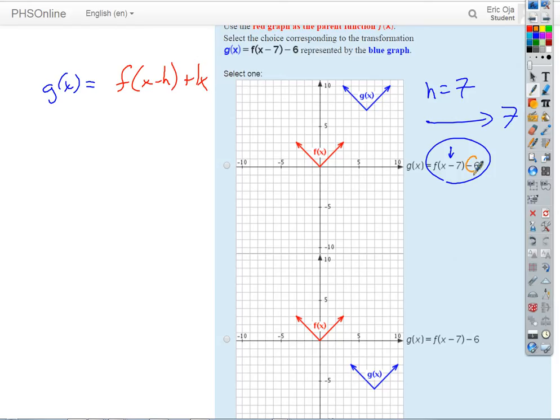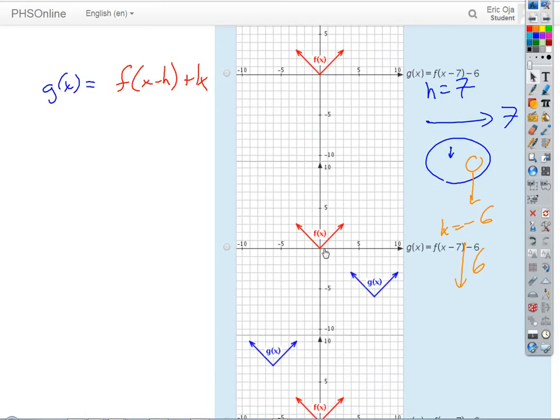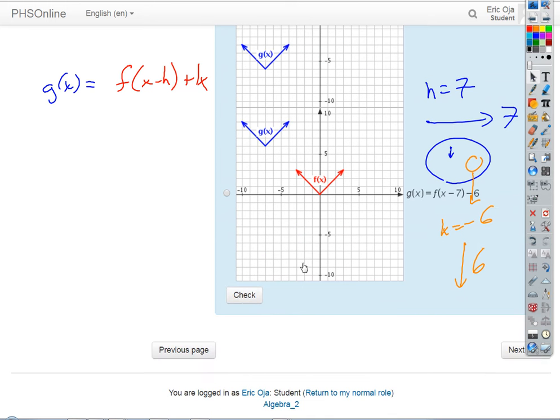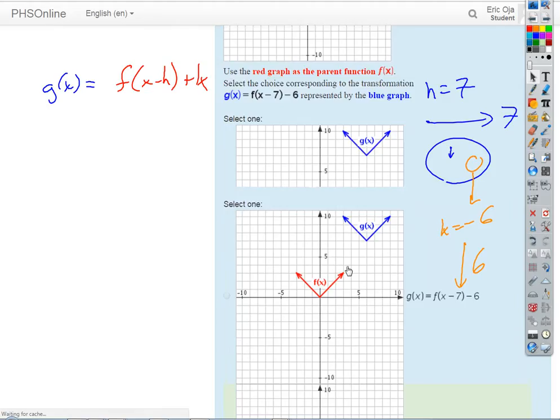What does the minus 6 at the end mean? What's that give you for a value of k? Yeah, negative 6, which means we're going down by 6, right? So we just have to find that one, and that's it. Only one of them will work. So which one goes right by 7 and down by 6? Looks like maybe this one, right? The vertex is scooting right by 7 and going down by 6, so that's it. Okay, we got it.